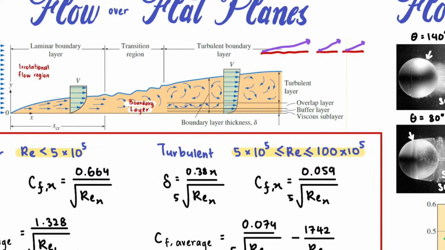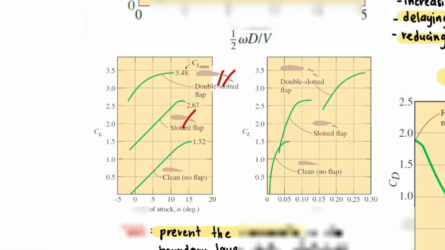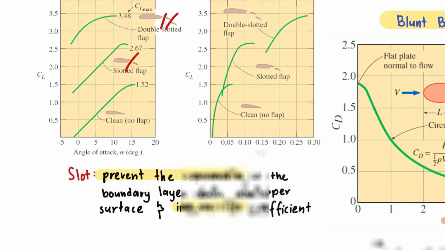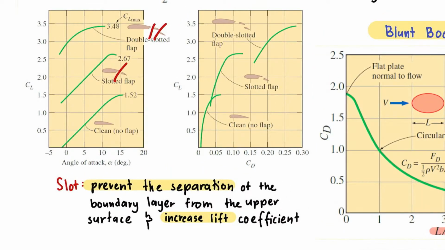So wait, it's not supposed to be like that. It's supposed to look like this. There is only a little flow separation. Something like that. So that is what it means to prevent separation of the boundary layer.